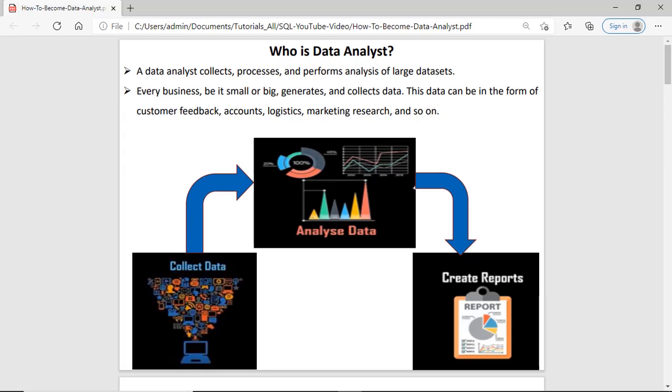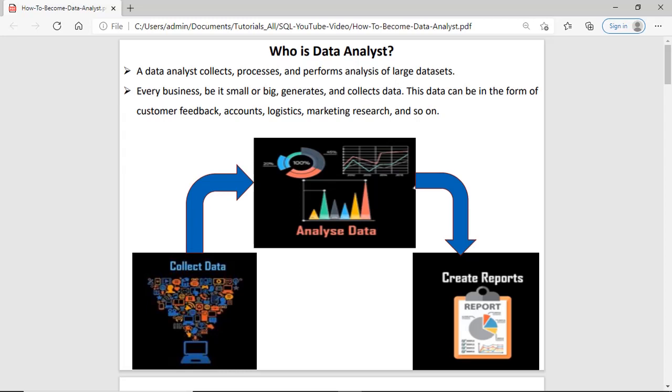The data collected by the data analyst could be, say, customer feedback, accounts, logistics, marketing. It could be anything. As you can see in the diagram, the first step is to collect data. As we discussed, it could be any data. Then analyze data. Analyzing data means not only summarizing or analyzing the data, it also means cleaning the data, removing the unwanted data from the data set. Then finally create the reports.